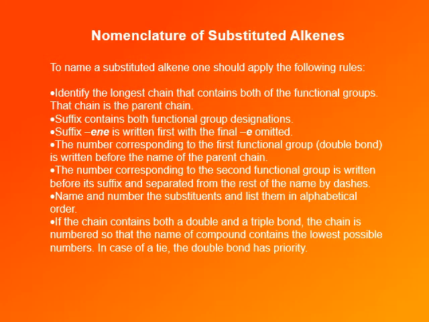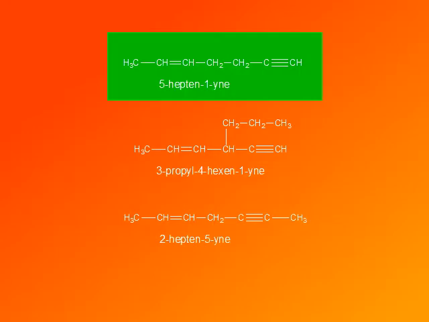We should split the suffix and write the number corresponding to the second functional group before the suffix of that functional group. You will see that in an example. Finally, we should name and number substituents and list them in alphabetical order. And if it happens the chain contains both a double and a triple bond, then the chain is numbered so that it contains the lowest possible set of numbers. If there is a tie, then the double bond gets the smaller number. So the double bond has priority over a triple bond.